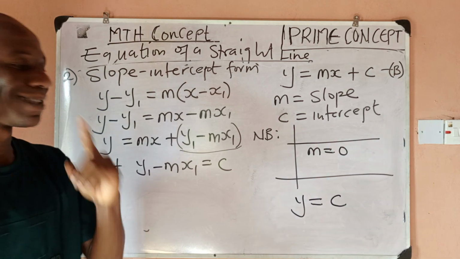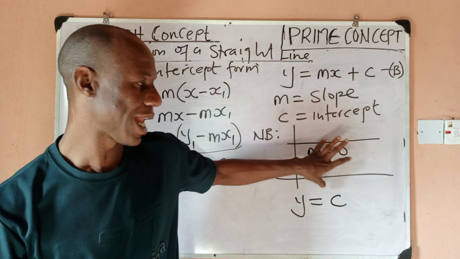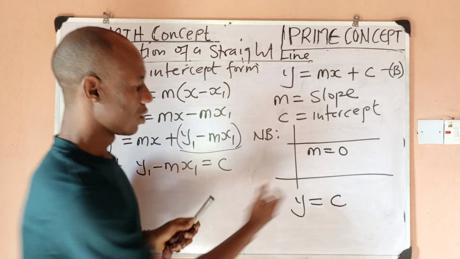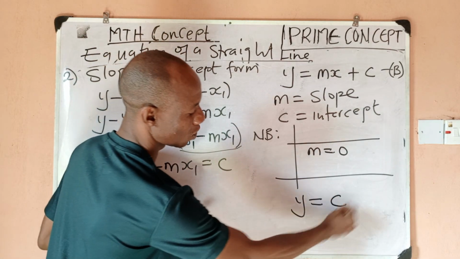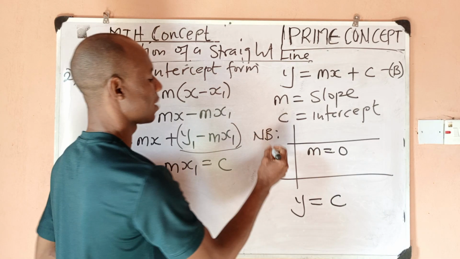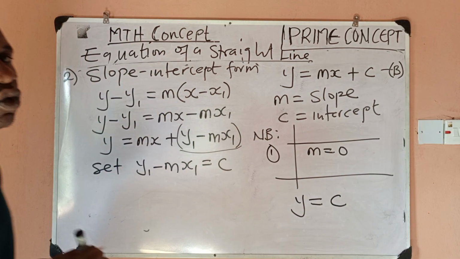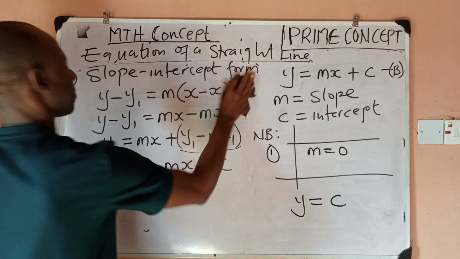Whenever the straight line is parallel to the x-axis, like in this case, your slope would be 0, and then your equation becomes y equals what? C, just the intercept. So this is the first point I want you to note about this.